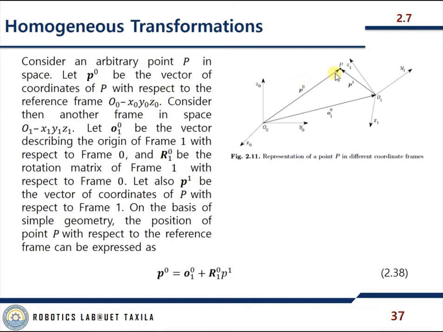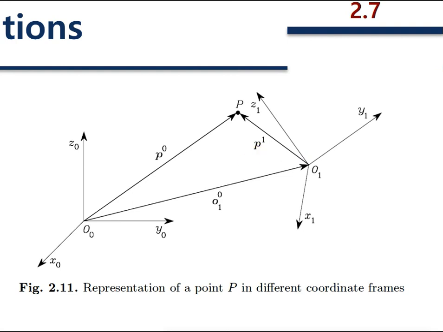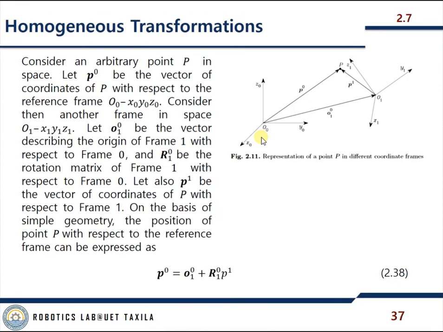So consider an arbitrary point P in space. Let P0 be the vector of coordinates of P with respect to the reference frame O0. Now consider another frame in space. We call this O1, the body frame. Let O01 be the vector describing the origin of frame 1 with respect to frame 0, and R01 the rotation matrix of frame 1 with respect to frame 0. Let also P1 be the vector of coordinates of P with respect to frame 1. This is P1, this is P0.